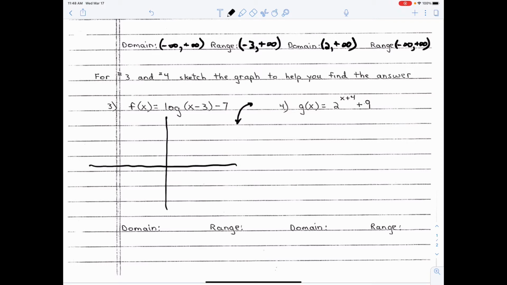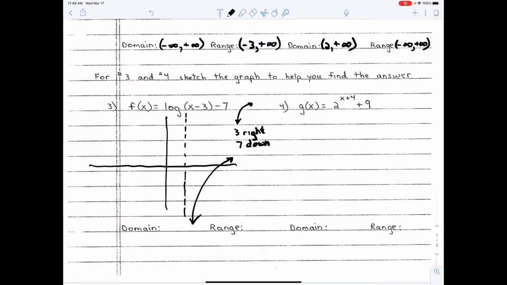And we're going to shift it 3 to the right and 7 down. Now, remember, a log graph has a vertical asymptote along the y-axis. So when we go 3 to the right, we have to shift the asymptote 3 to the right. So if you take your basic shape and go 3 to the right and 7 down, you get something that looks like this. It's just a log graph. It's base 10, so we know it's going to curve up because its base is greater than 1.